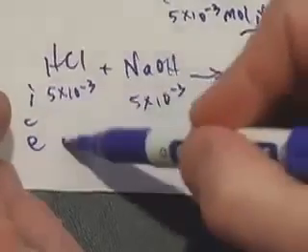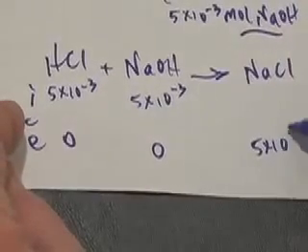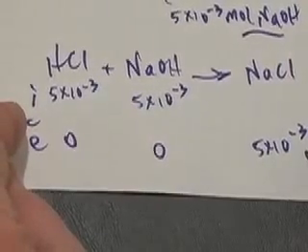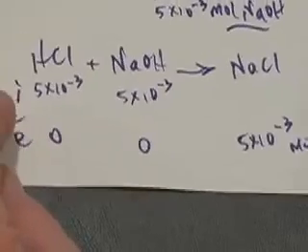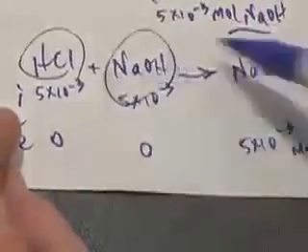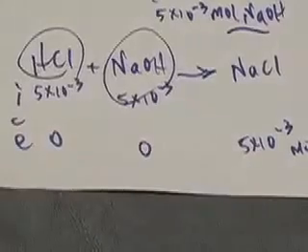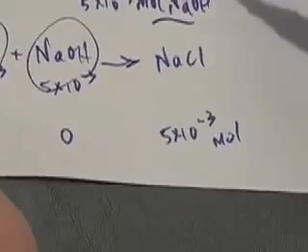and maybe you can see what's going to happen. At the end, you're going to end up with 0 of this, 0 of this, and 5 times 10 to the negative third moles of NaCl. So there's no acid and no base remaining when you have equal amounts, just the NaCl.